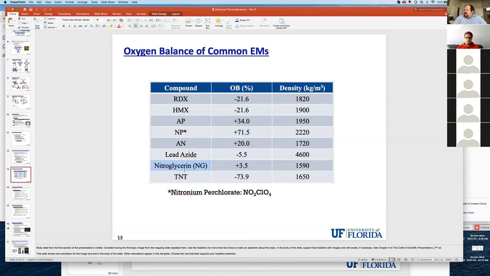And you can see that nitroglycerin is almost perfectly oxygen balanced, but not quite. That's the closest one to zero that I know of. And also, there's TNT, which I mentioned has an extremely negative oxygen balance. So that means that the products of TNT combustion are extremely fuel rich, and then they will mix with the surrounding air and then basically burn again to produce a big giant fireball. Okay, so this is just a table. I'm going to move on.